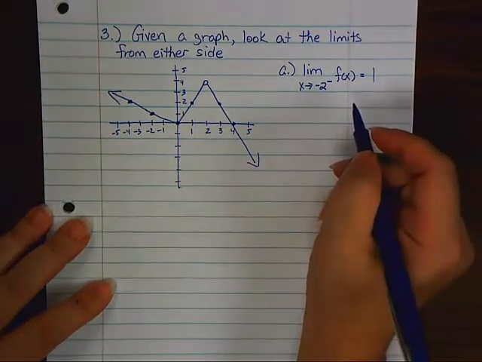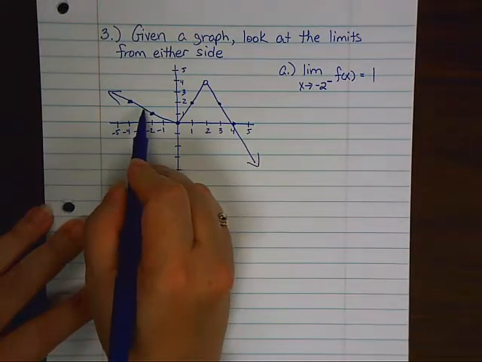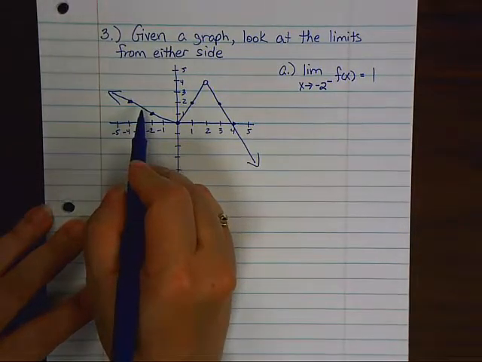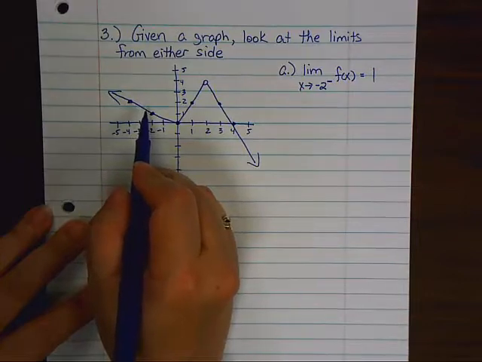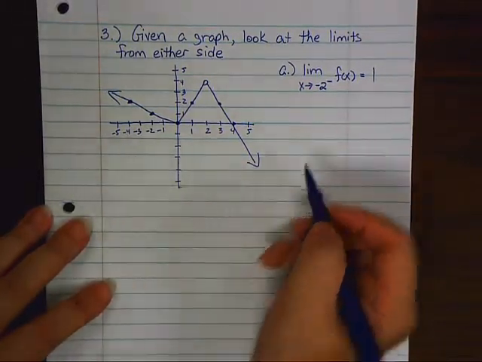Wait, the distance between the two? No, it has to be, if you're sitting on the graph to the left of -2 and you are crawling towards -2, what does it look like the y value should be? The y value looks like it should be 1. Yeah, downward towards it. Okay?